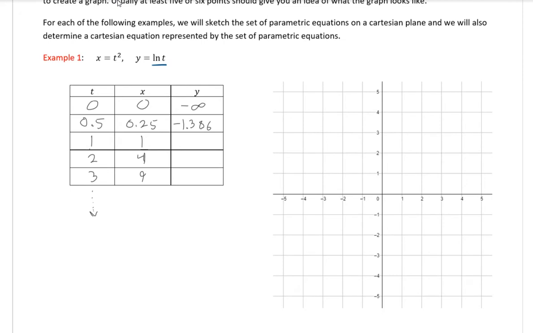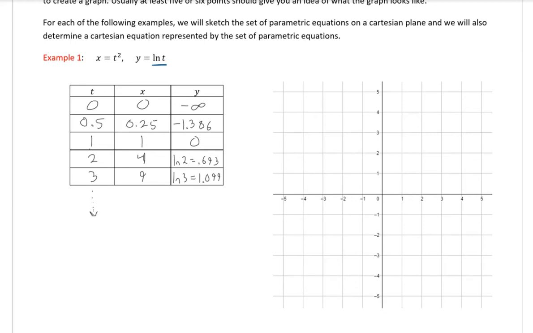But then for 1, natural log of 1 we know is 0. If I do natural log of 2, I get 0.693. And then if I do natural log of 3, I get 1.098 or 1.099. Now I have x and y coordinates I can start to plug in.